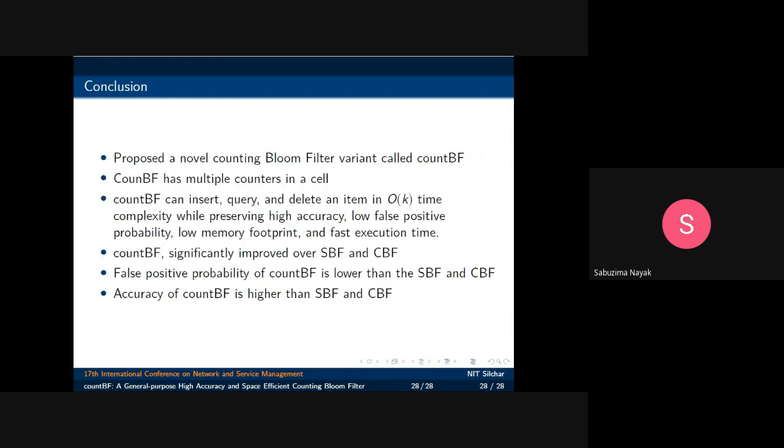Conclusion. We have proposed a novel counting Bloom filter variant called CountBF, which has multiple counters in a cell. CountBF can insert, query, delete an item in big O of k time complexity while preserving high accuracy, low false positive probability, low memory footprint, and fast execution time. CountBF significantly improved over standard Bloom filter and counting Bloom filter. It has lower false positive probability and higher accuracy.